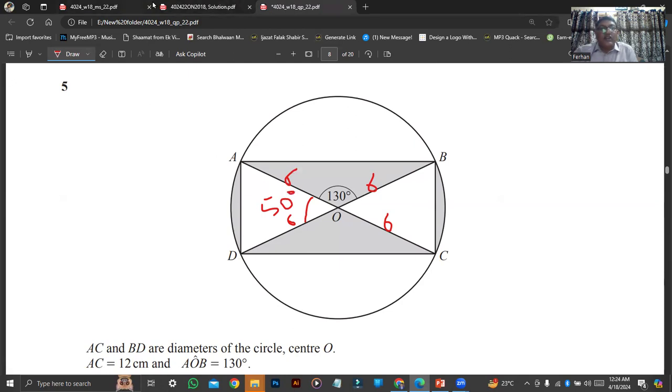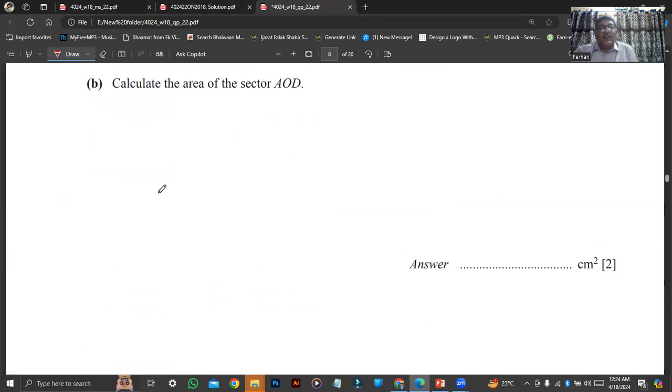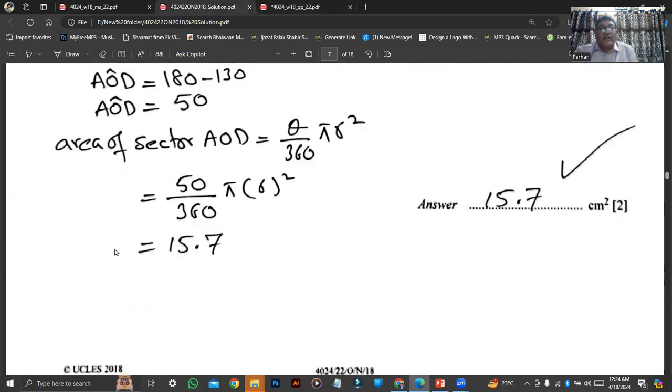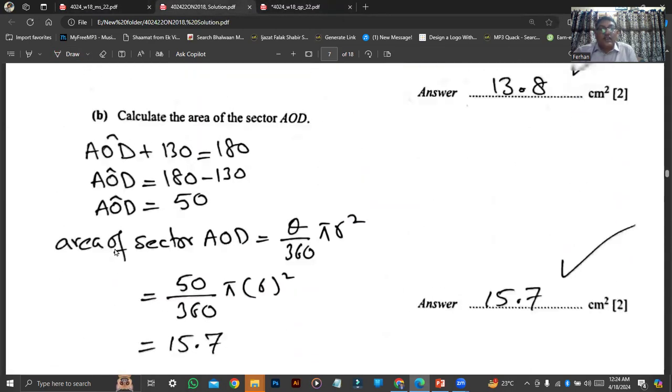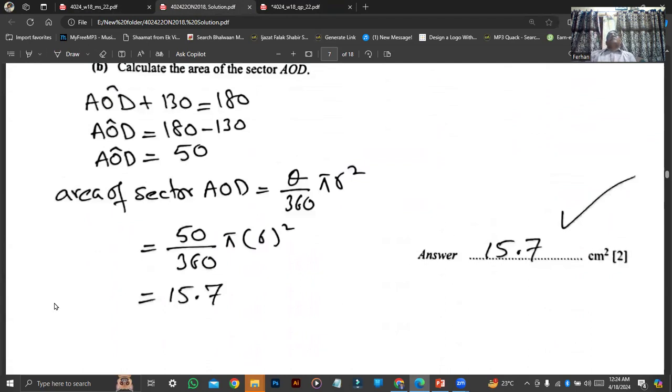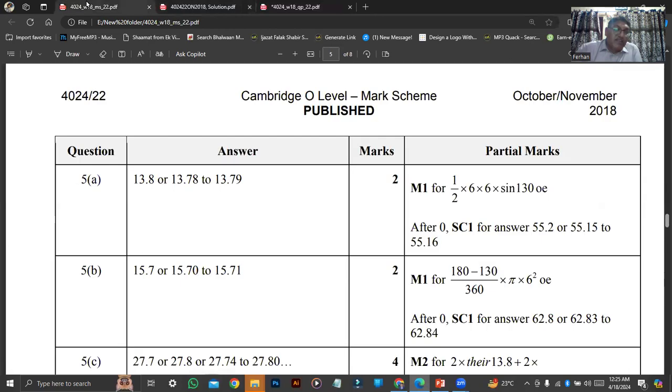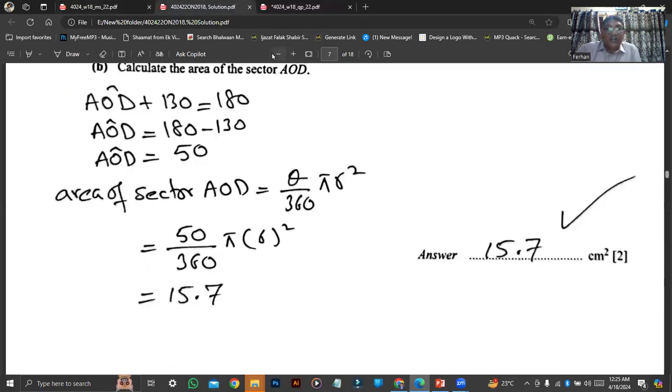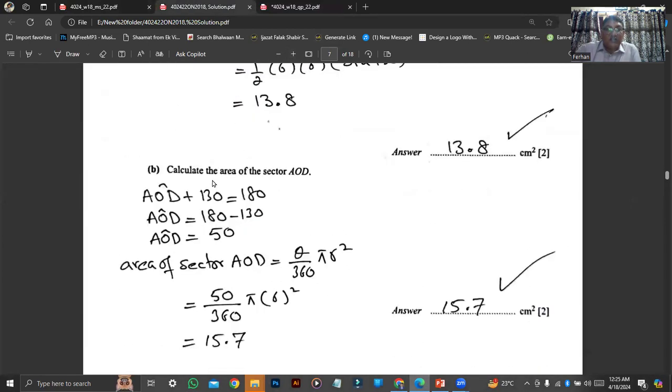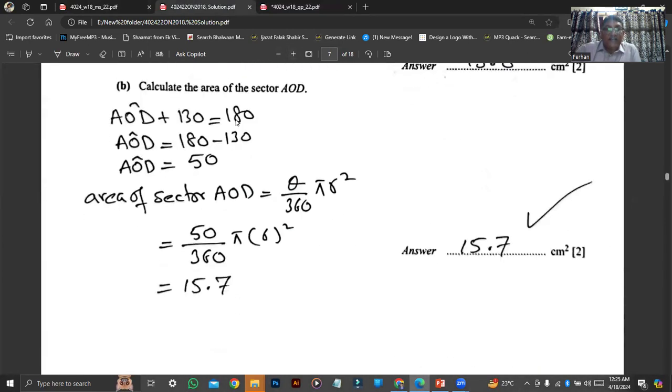If you want to find the area of this sector, the method is very simple. The area of the sector is theta by 360 pi r square. The radius of this sector is 6. So 50 divided by 360 multiply pi multiply 6 square, and that will be 15.7 centimeter square. So the area of that sector is 15.7, and that is the right answer, sir. This is how it is solved. So hopefully you understand.